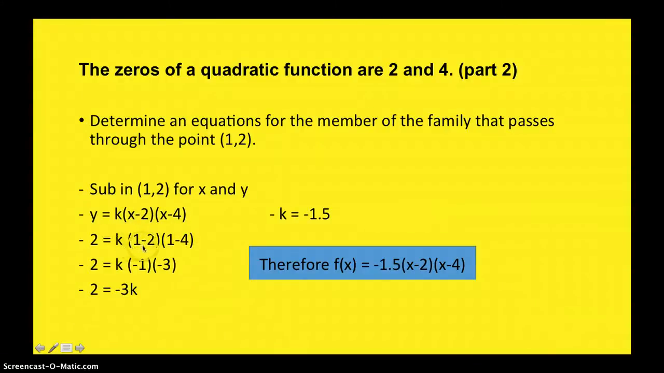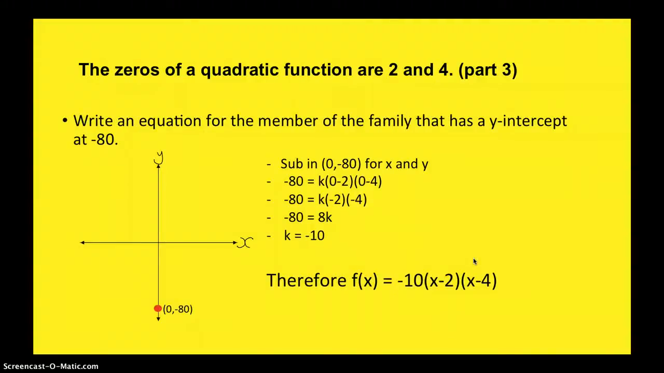So you get k(1 minus 2)(1 minus 4), k times (negative 1) times (negative 3). So 2 equals 3k, and k equals 2/3. Therefore, the equation will be f(x) equals 2/3 (x minus 2)(x minus 4).